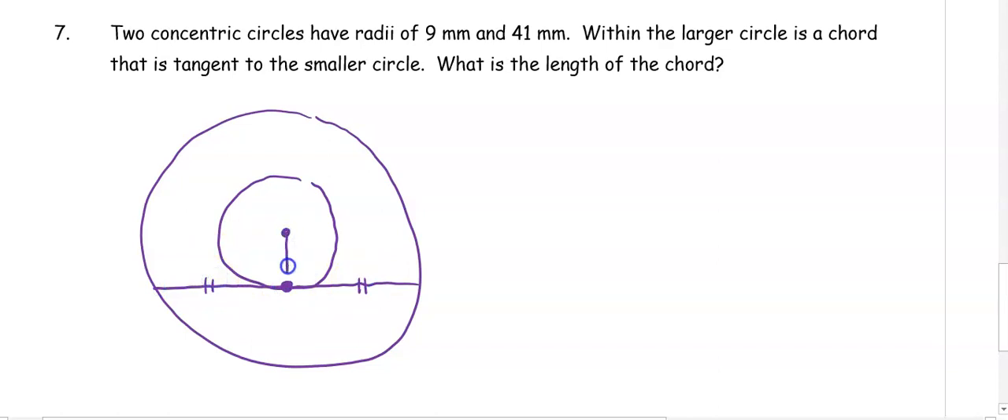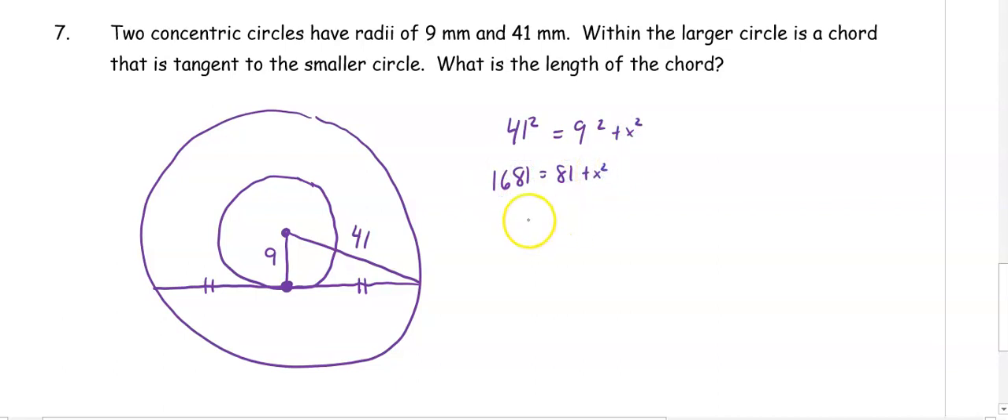So from the center to the chord is the radius of the smaller circle, so that's going to be 9. From the center to the edge of the bigger circle is going to be our bigger radius of 41. So we can do the Pythagorean theorem. 41 squared equals 9 squared plus x squared. 1681 is equal to 81 plus x squared. So we get 1600 equals x squared, so x would equal 40. So each part of the chord is 40. So when we double that, the chord would equal 80 millimeters.